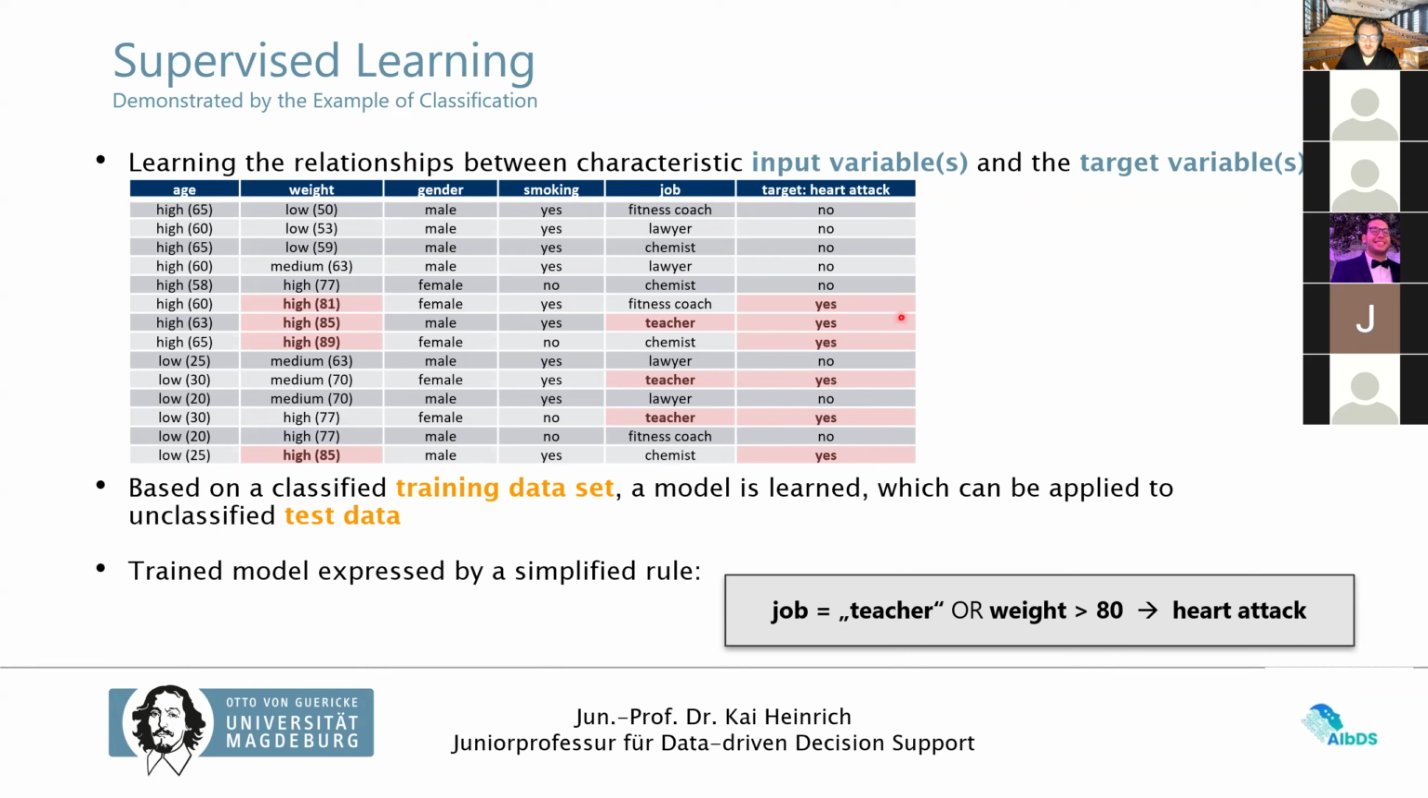Once we've trained the model, what we will do is we will take a new human that comes into the doctor and we will ask, hey, what's your age? What's your weight? What's your gender? Do you smoke? What's your job? Right? And then we can predict the risk of a heart attack. Right? So this is very simple. It's not a perfect model. It's just to get you to the idea.